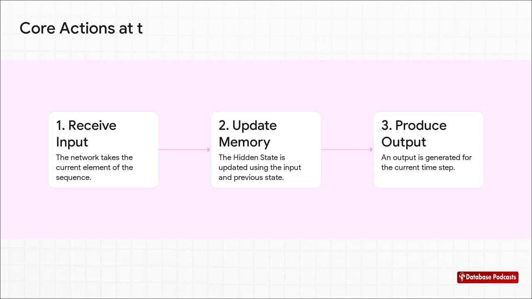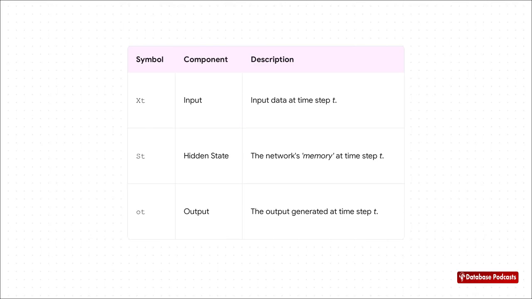First, it receives the current input, the next word. Second, it updates its memory, that hidden state we talked about, using the new word and its old memory. And third, it produces an output for that specific step. It's really just that simple little dance. Input, update, output.